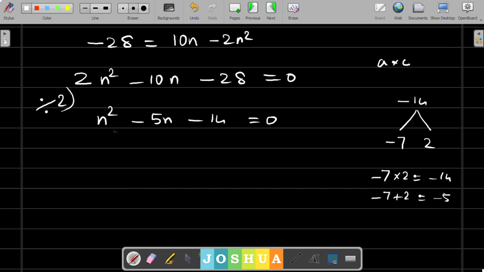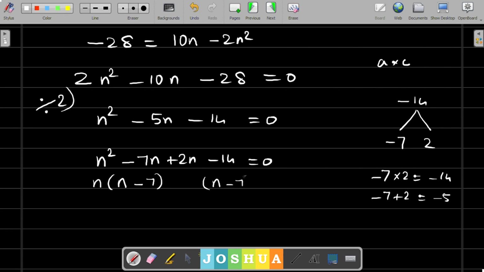Now the same quadratic equation written in this form: n square minus 7n plus 2n minus 14 equal to 0. Here, I am taking the first two terms alone, n square minus 7n. What is common between the first term and the second term? n is common. So take n outside: n minus 7.